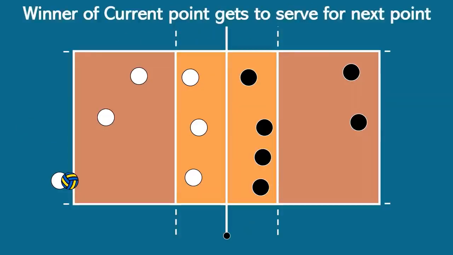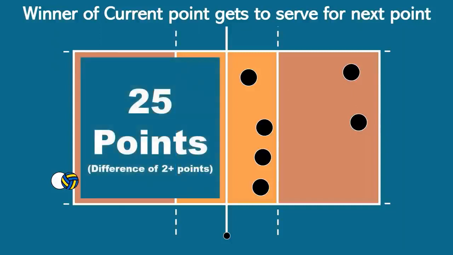The winner of the current point gets to serve for the next point. So if the white team is serving and they win the point, then they serve for the next point. They win the point, they serve for the next point. They keep on serving as long as they keep on winning points. Once they lose the point, then the serve goes to the black team, and they serve until they lose a point. Once they lose a point, the serve goes back to the white team.